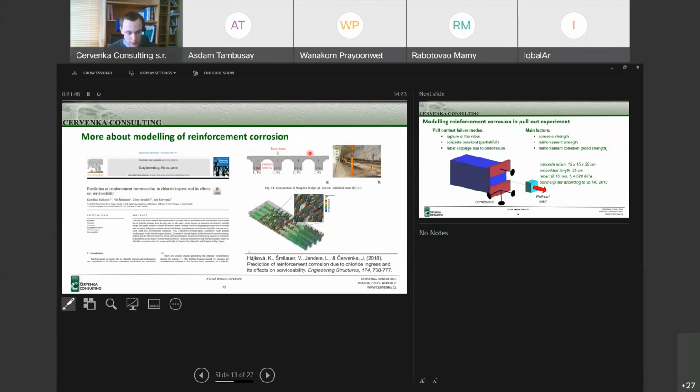If you want to learn more details about this corrosion model, I would like to bring your attention to this paper written by my colleagues from Červenka Consulting in collaboration with the Czech Technical University, where you can find some case studies and applications of this model to real concrete structures.